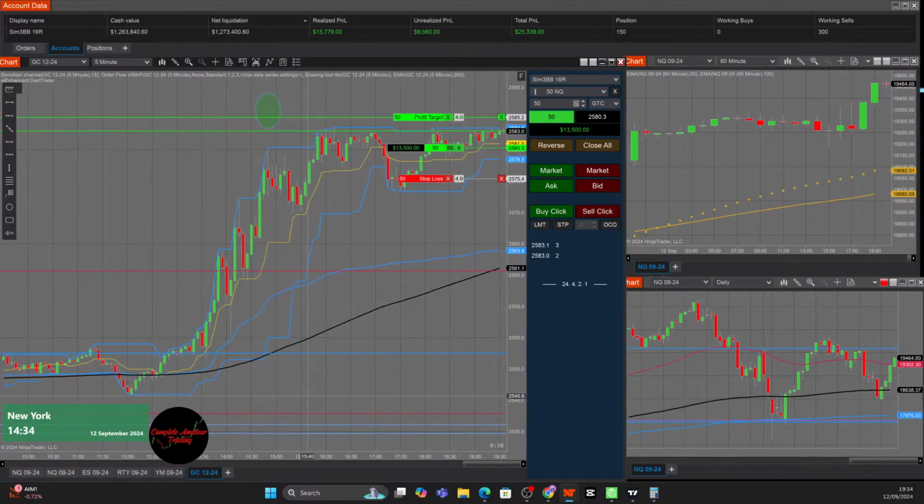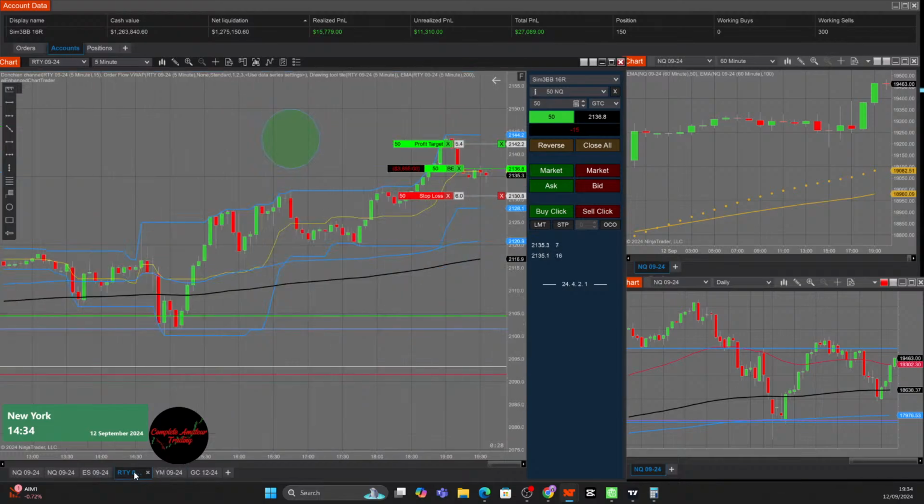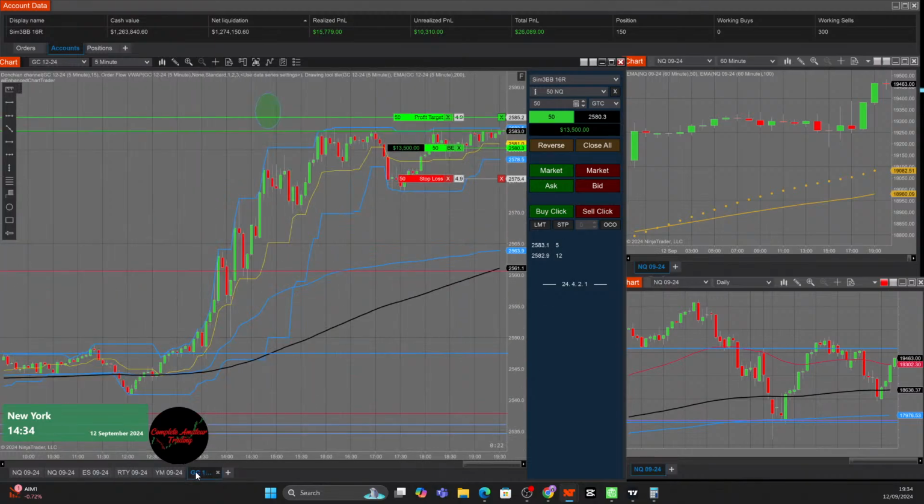I'll keep it at this aspect. Seeing buying there on YM, back up to break even. RTY, some buying on this wick here. Really need to see a breakout. Hoping it's not a false breakout.